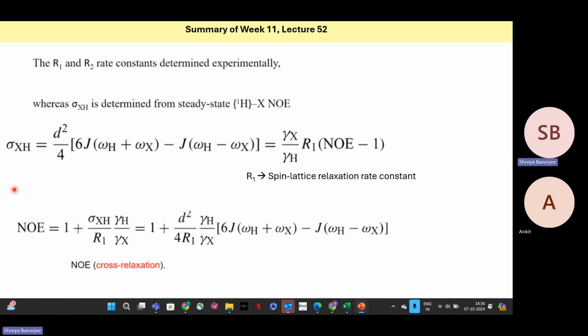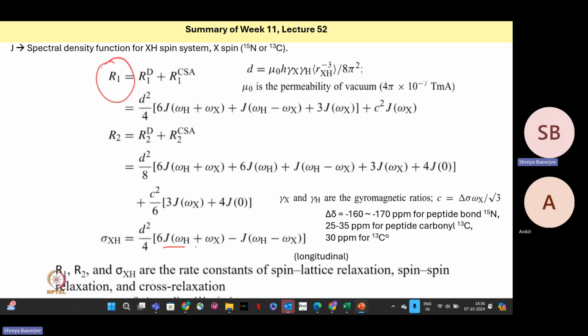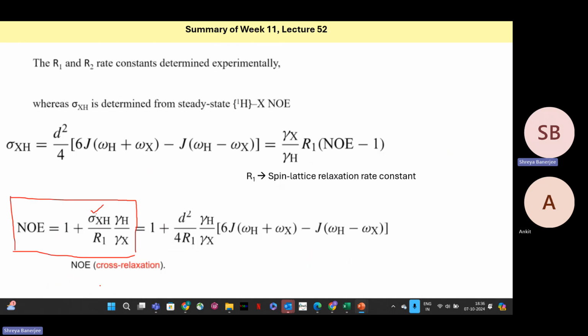Yeah, so there is a correlation between sigma xh and NOE. You can remember this formula. I think this is the only formula you need to remember, that NOE is 1 plus sigma xh by R1, which is the relaxation rate of spin lattice relaxation, into the ratio of the gyromagnetic ratios of H and X, which is the heteronucleus. So NOE can also be, because we know sigma xh can be written in terms of the spectral density function J. We saw here sigma xh can be written like this. So NOE can also be written in terms of the spectral density function.